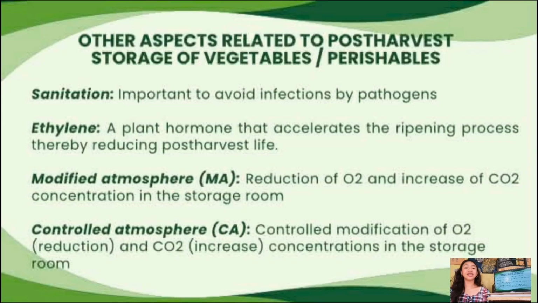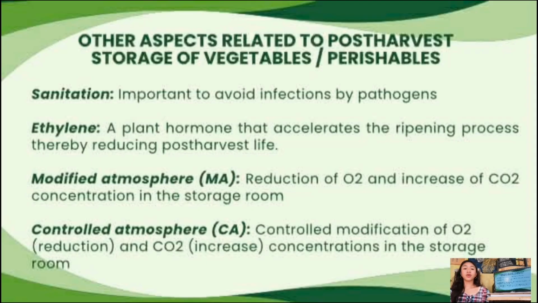Other aspects related to post-harvest storage of vegetables or perishables. Sanitation. Important to avoid infections by pathogens. Ethylene. It is a natural gas from plants that makes fruits ripen faster. Too much of it makes produce spoil quickly. Ang example ani is kato ato ang gagamiton nga kalboro for mango and banana.